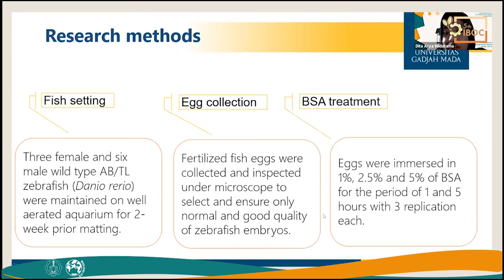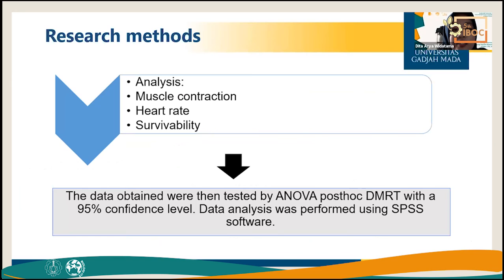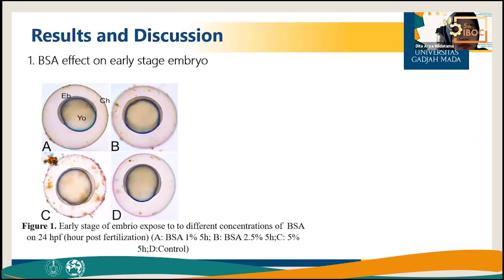And the third, eggs were immersed in 1%, 2.5%, and 5% BSA for a period of 5 hours with 3 replications each. The analysis is muscle contraction, heart rate, and survivability. The data obtained were analyzed by ANOVA with post-hoc test at a 95% confidence level. Data analysis was performed using SPSS software.